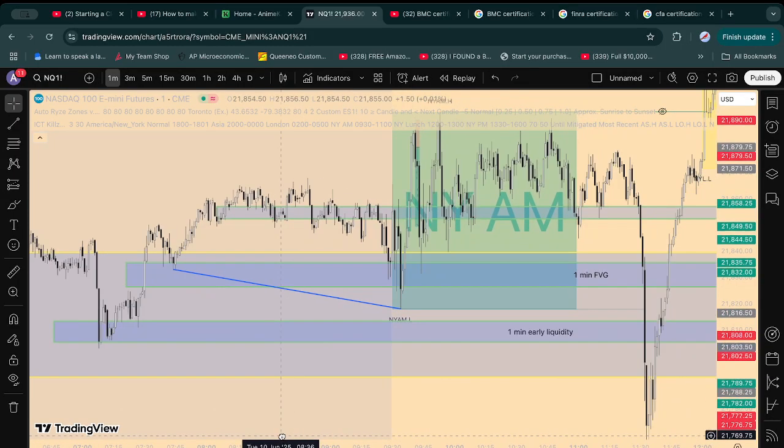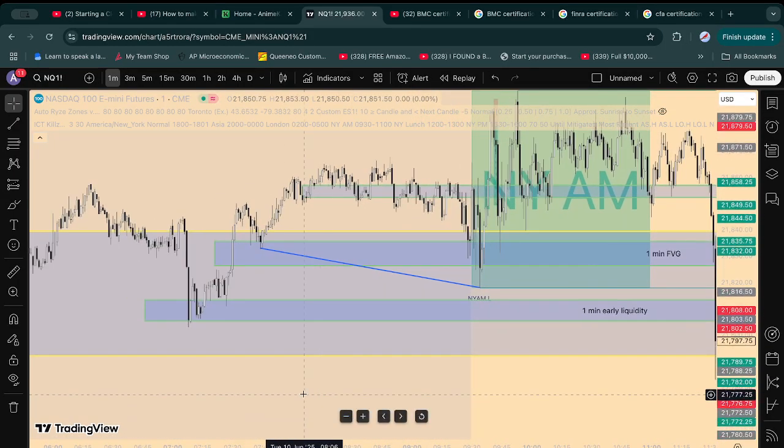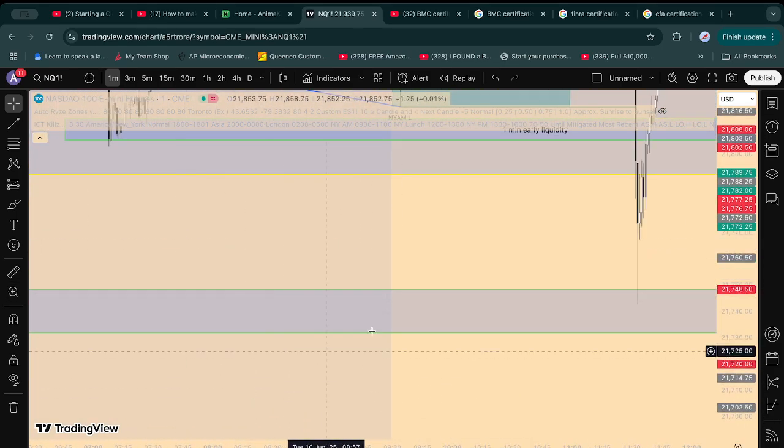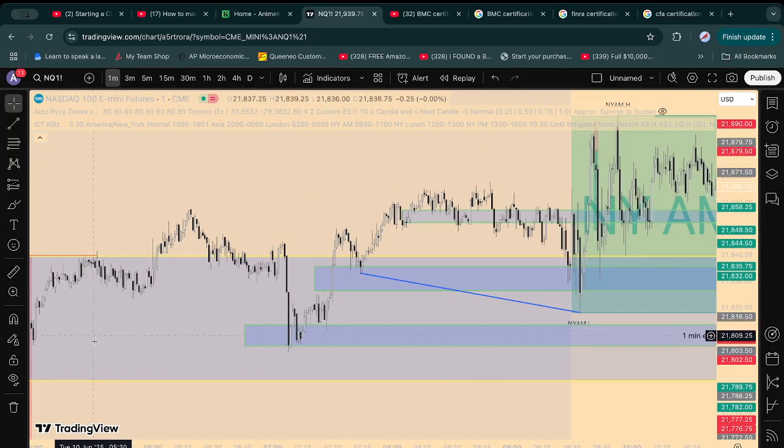And what happened is I woke up, I saw this, marked out everything. Another 1 minute early liquidity zone. Again, this is where I'm targeting the most, okay?